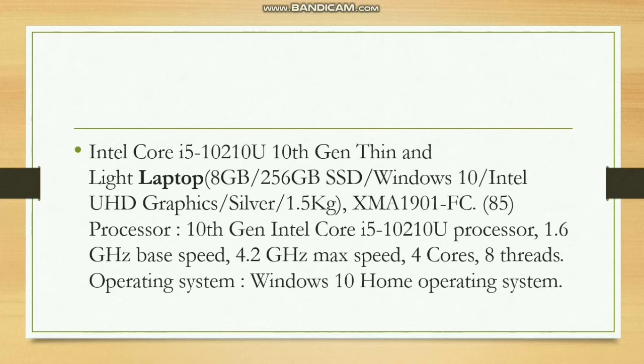I have explained about two ways. When the processor is idle, the processor will have a 1.6 gigahertz base speed, and when it is having heavy work, it will have 4.2 gigahertz of maximum speed. Okay.